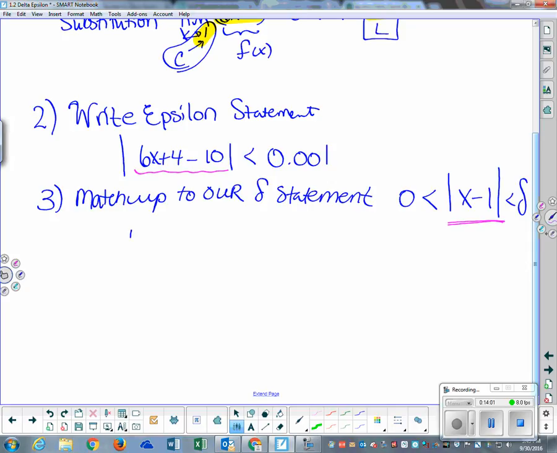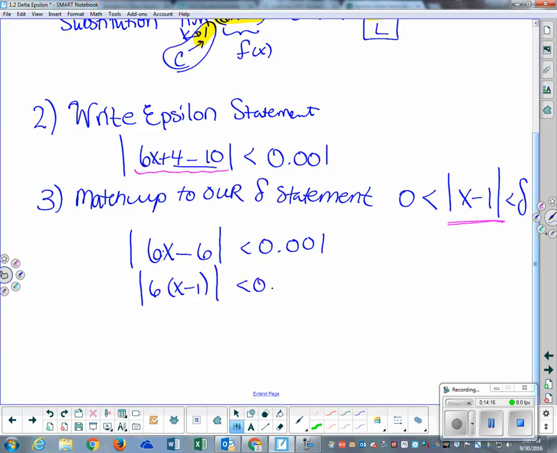So let's just go 6x minus, this would be negative 6. 6x minus 6 will be less than 0.001. Factor out a 6 from this. We can move the 6 out front as a positive 6. And then we will divide by 6.